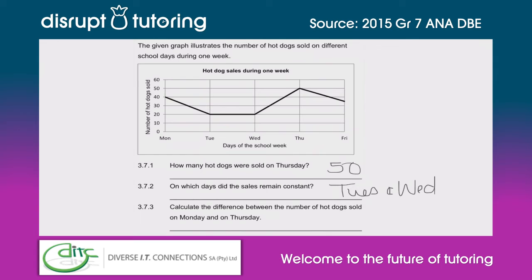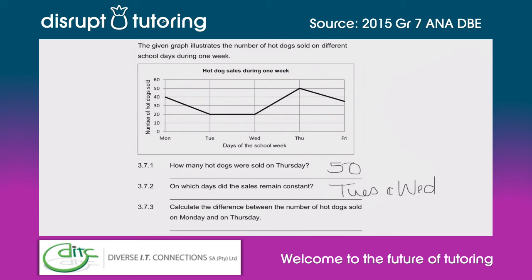And then finally, calculate the difference between the number of hot dogs sold on Monday and Thursday. Again, we're testing your understanding of very important words in mathematics. This word over here, difference, what does that imply? When you say difference, it means subtraction or minusing one number from another number. Now we need the number of hot dogs on Monday and the number of hot dogs on Thursday. We need to compare which is the bigger number, and then we minus the smaller number from the bigger number.